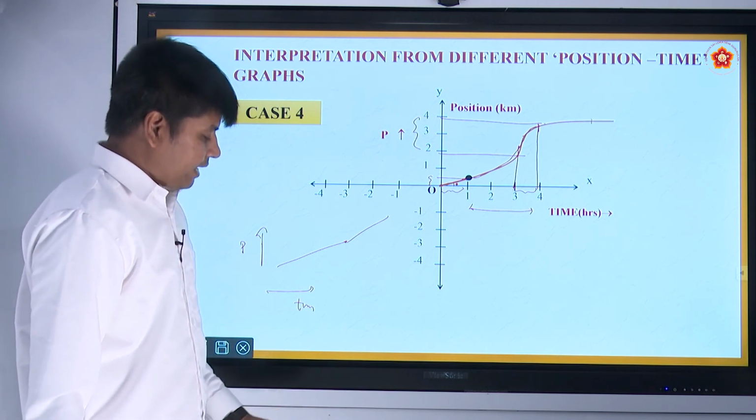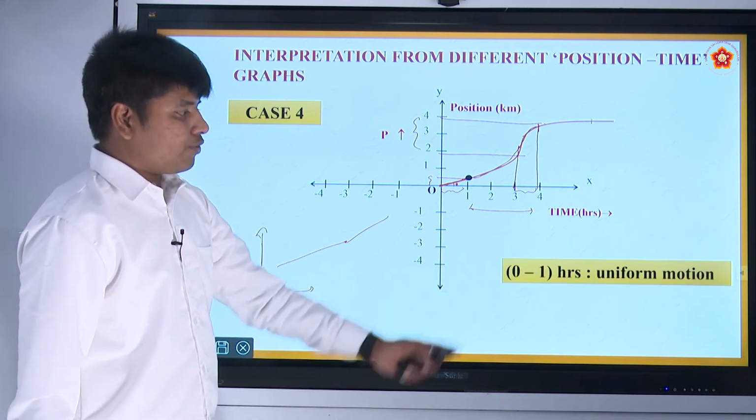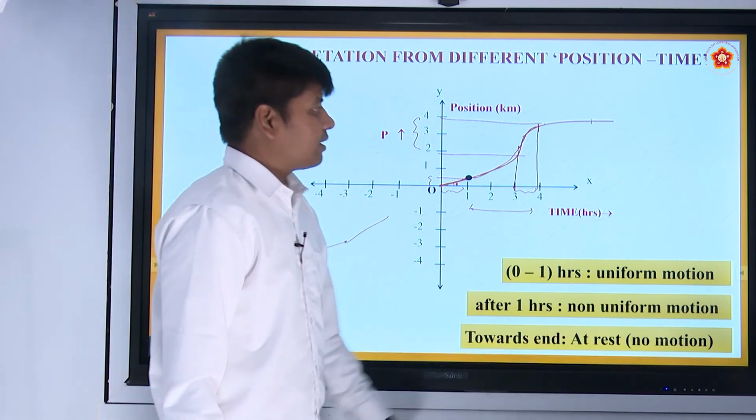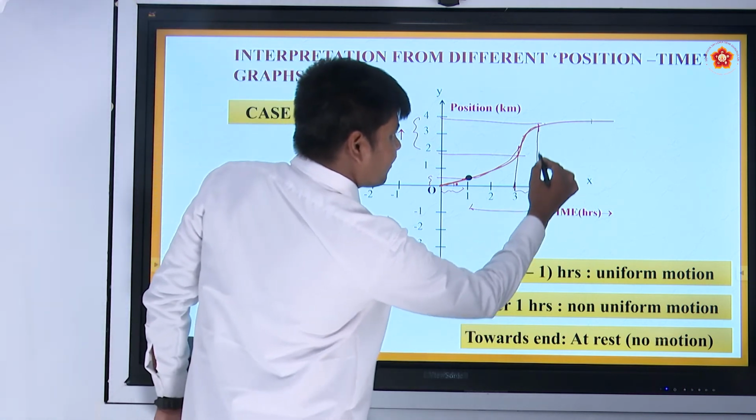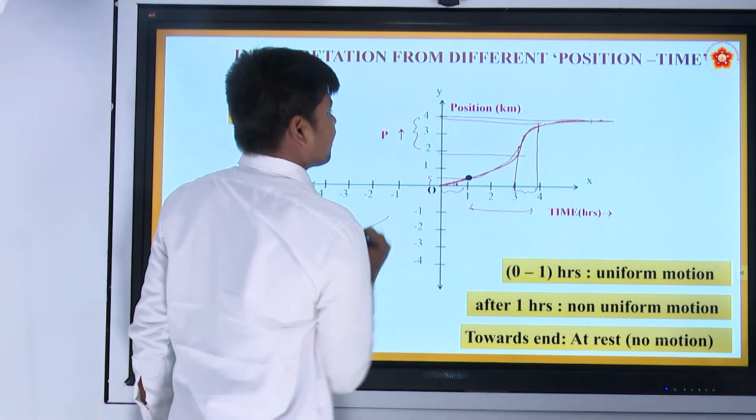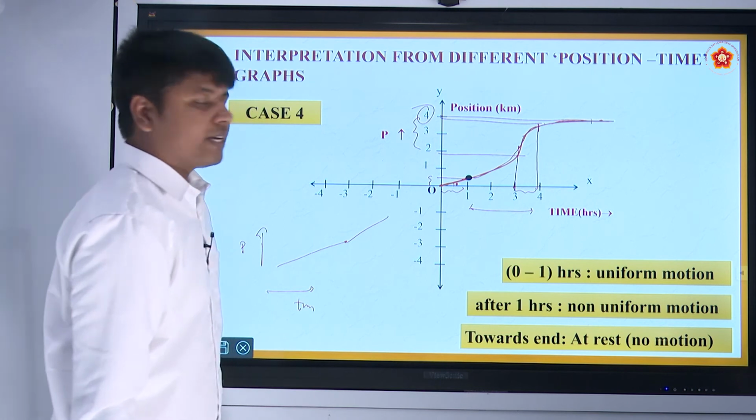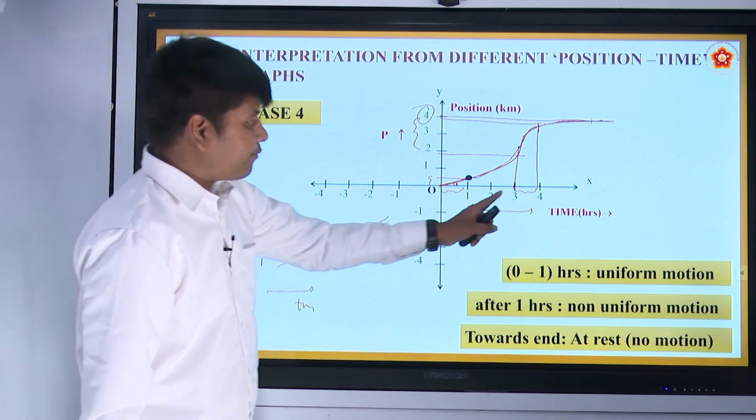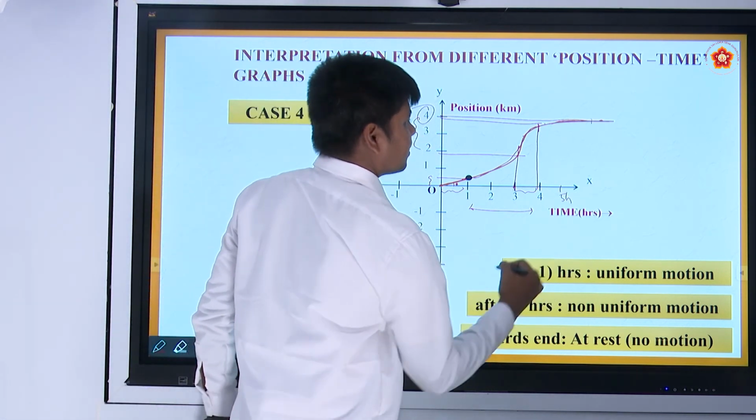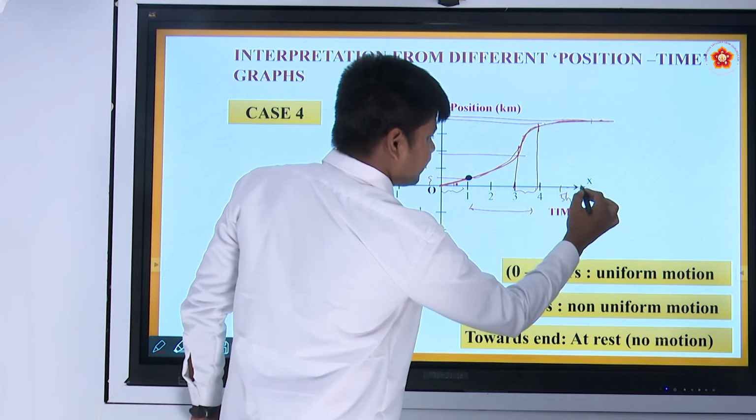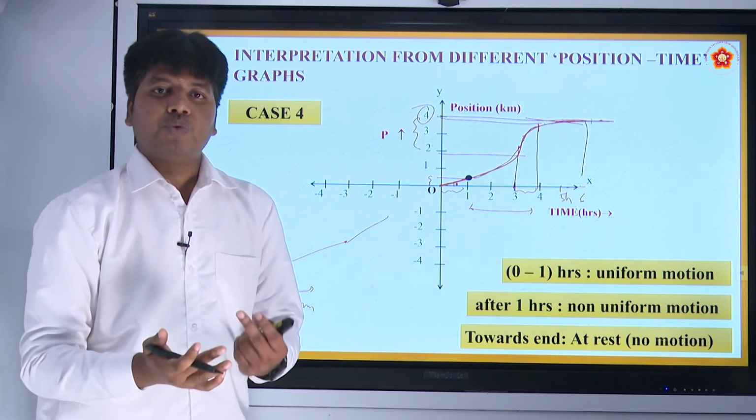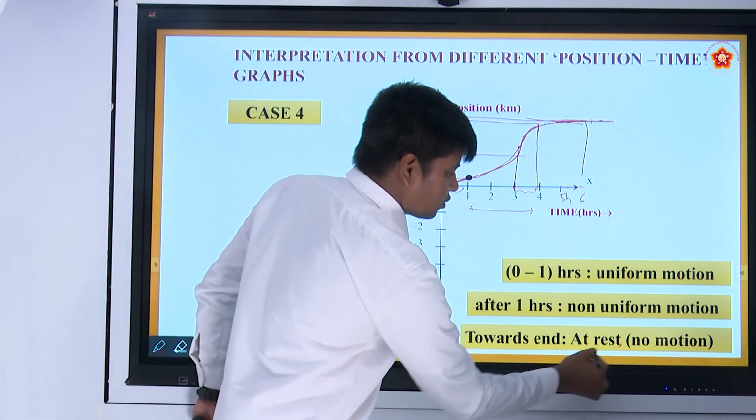So first, from 0 to 1 hours, it is uniform motion, second, after 1 hour it is non-uniform motion, and third, towards the end, it is at rest. You can see after 4 hours it is almost flat. This is 4 kilometers. So after 4 hours it is at 4 kilometers. At 5 hours, still it is at 4 kilometers. At 6 hours, still at 4 kilometers. That means it is not moving. When it is not moving, it is called rest. So no motion.